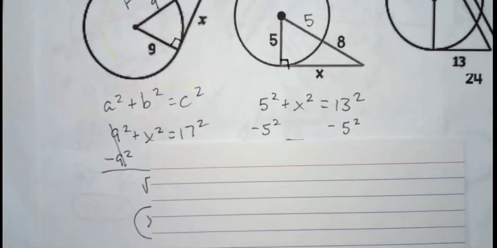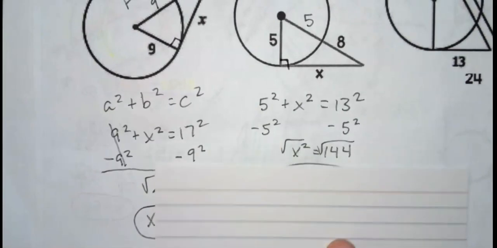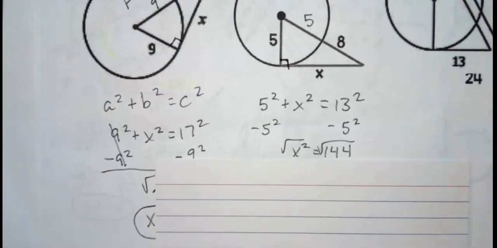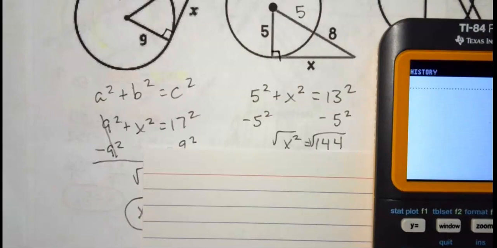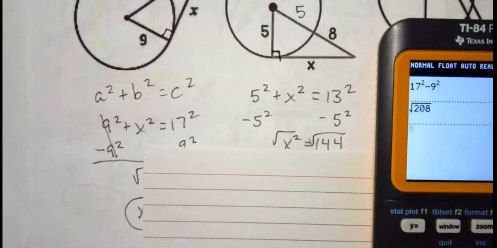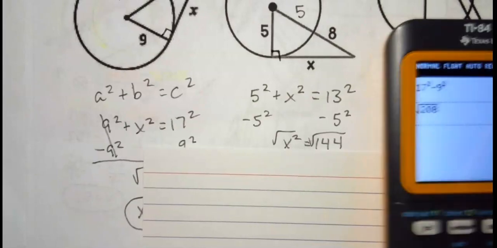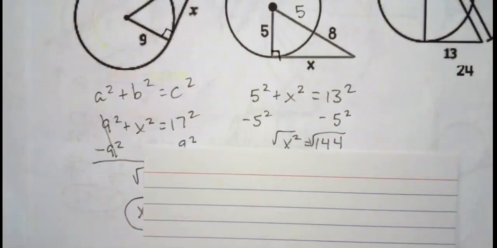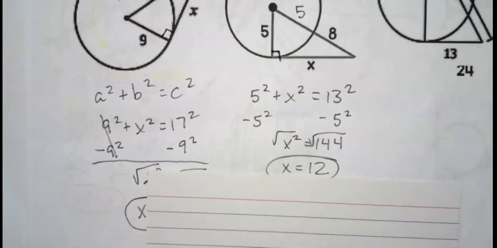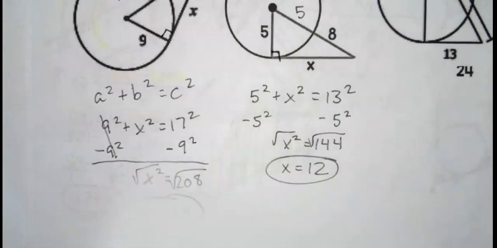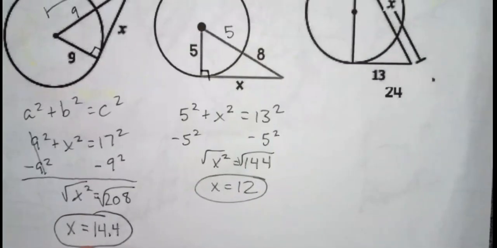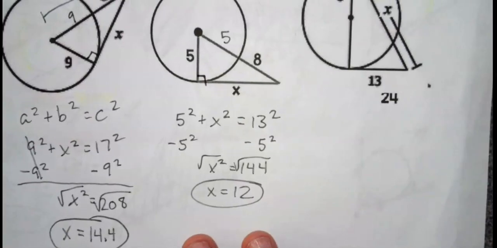So we're going to subtract 5 squared on both sides. 13 squared minus 5 squared. Oh, I guess I did it in my head. So you end up getting 144. But, I mean, if you put it in your calculator, that's what you get. And then square root is your last step. So the square root of 144 is 12. And that's all you're doing.